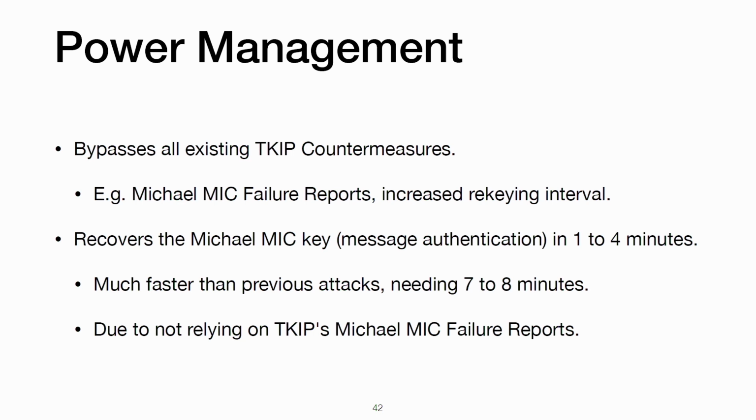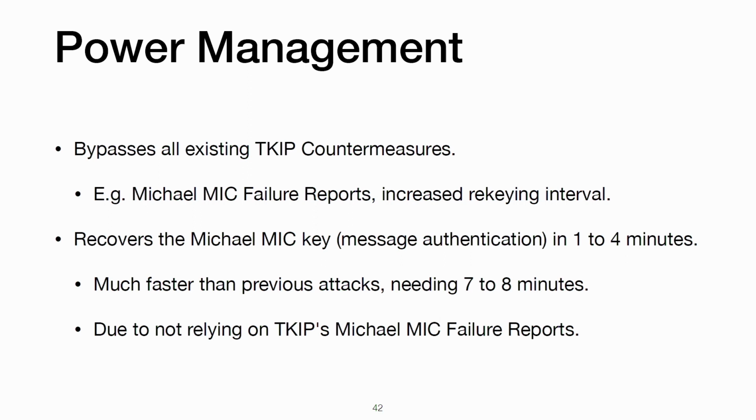So that's a very convenient way of decrypting 1 byte at a time, because this technique bypasses all TKIP countermeasures. This does not rely on any of the TKIP Michael MIC failure reports, because we are delaying the check for the Michael MIC, which means since it's not checked, there can be no errors on it, so we are bypassing all of these countermeasures. This allows us to decrypt the frame, or at least recover the Michael MIC, in 1 to 4 minutes, which is much faster than the previous attacks that existed against TKIP.